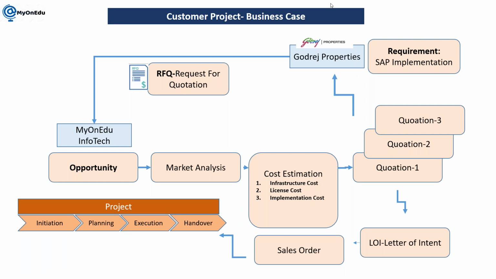So whatever steps we are following here, there are different modules where we are managing these business transactions. Like if we go as it is mentioned here, opportunity we can manage in the CRM module, market analysis we can manage in PS or in the CPM system, cost estimation we can do in the CPM, quotations we can send in the CPM or PS system. Letter of intent is a manual process which we can manage in the DMS, document management system. Sales order is an SD part, and with reference to that we can manage the entire project in the project system. So that is a customer project.